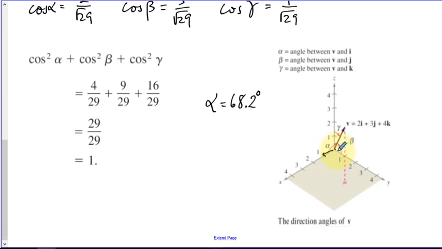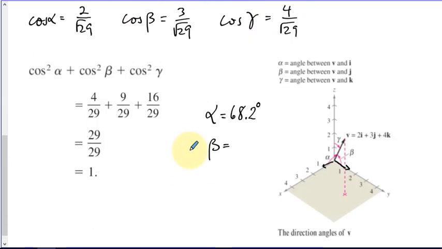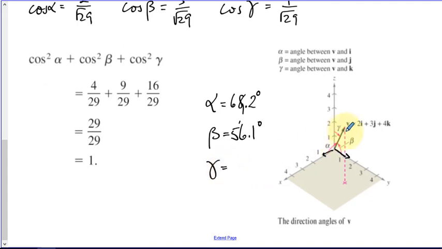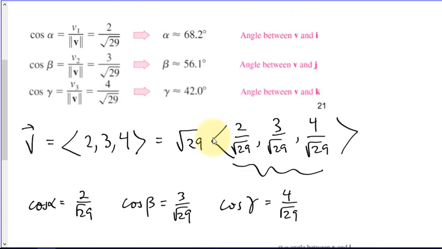And if this is the vector j, in the plane that contains the vector v and the vector j, in that plane, that angle beta, we found that to be about 56.1. And gamma, the angle between the z-axis, or the unit vector k, and v would be somewhere like here, that angle gamma, we found that to be 42 degrees.